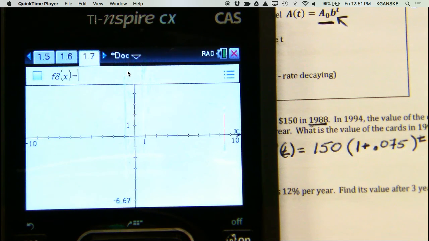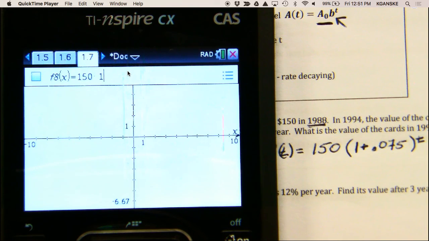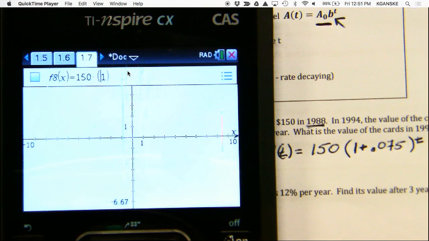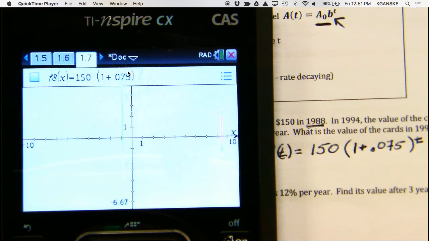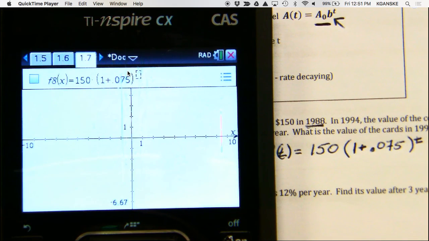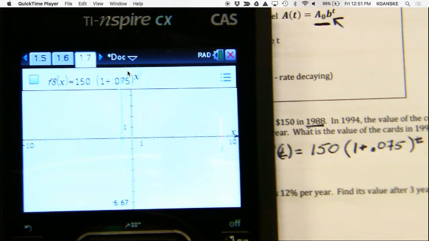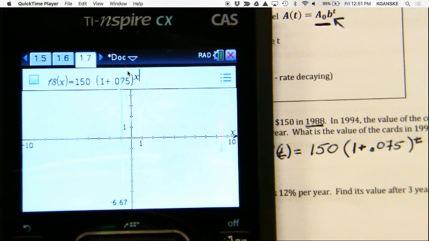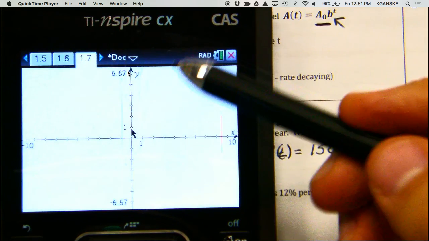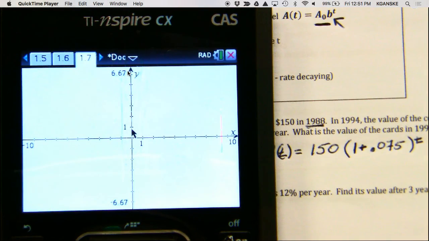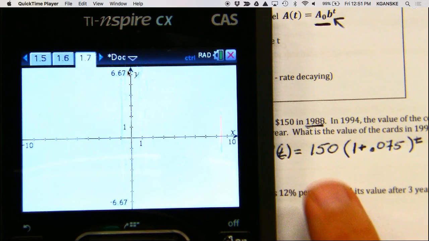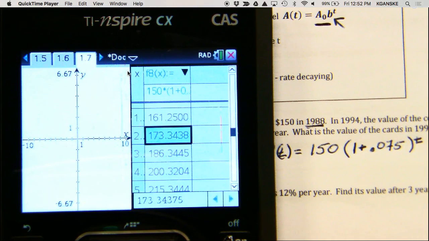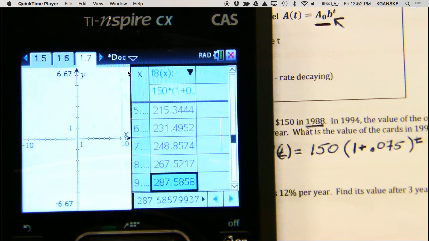I'm going to get 150 times, I should put that in parentheses, 1 plus 0.075, all to the exponent of, and you need to put the x, right? When I push enter, what do you think I'm going to see? Nothing, because I'm starting at 150 and all I've got is 6 here. So the table is going to give us a sense of what kind of numbers we're going to get out.